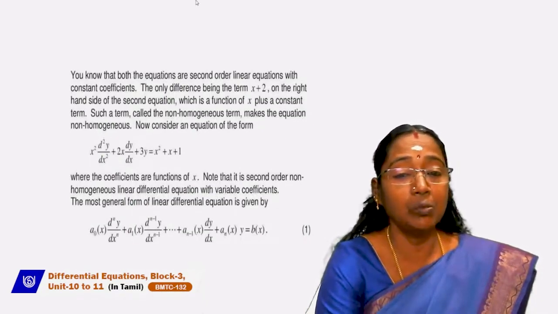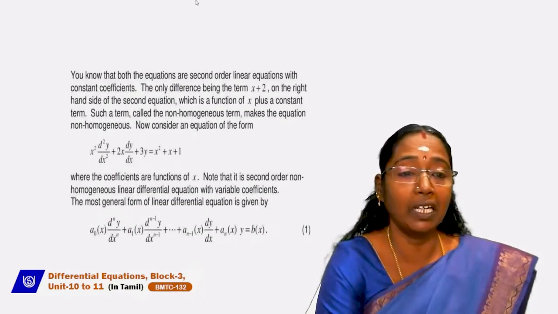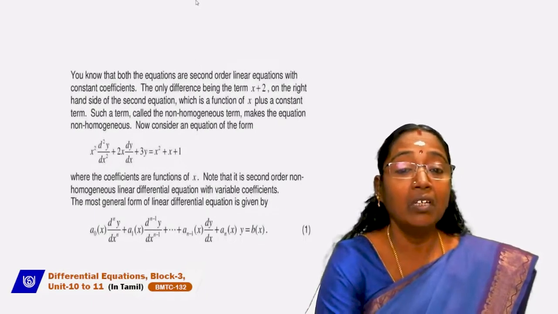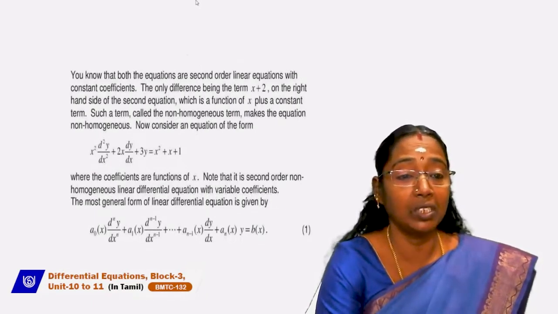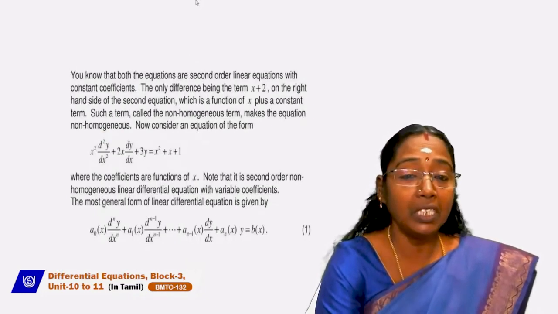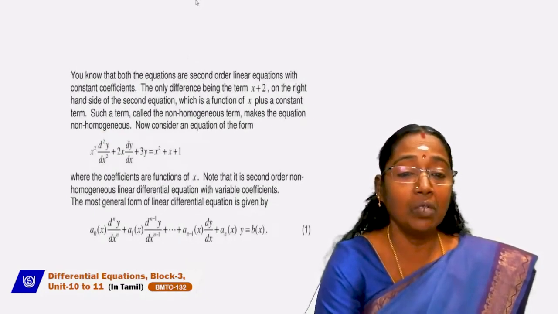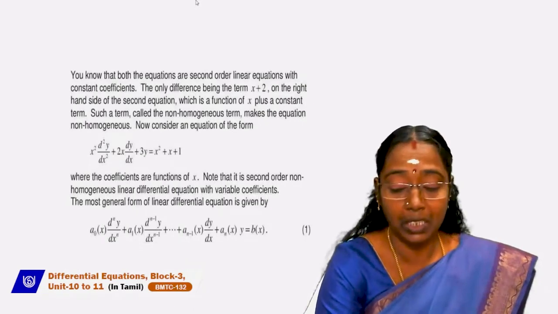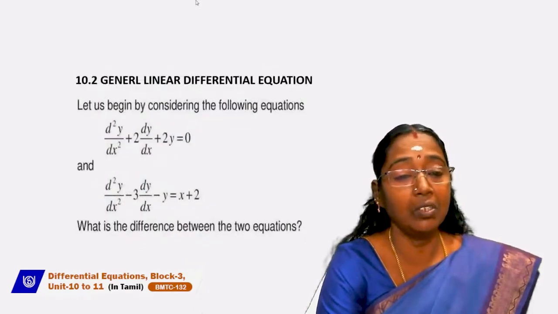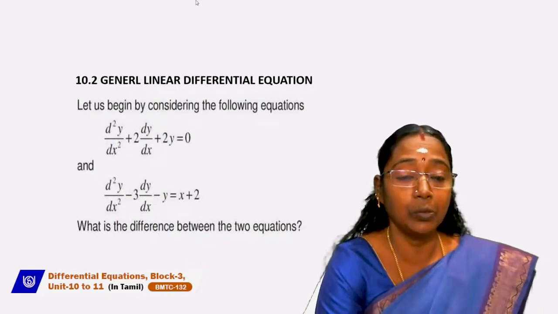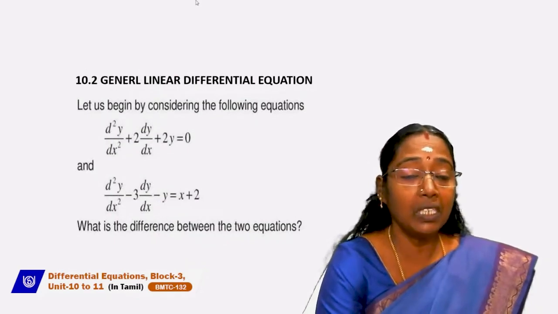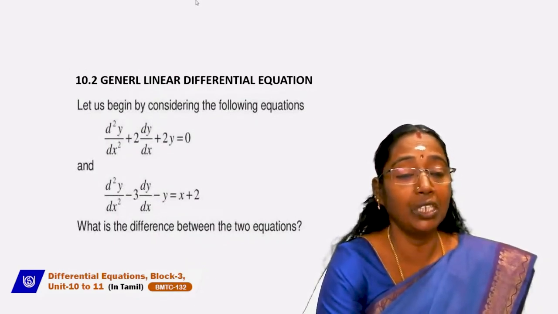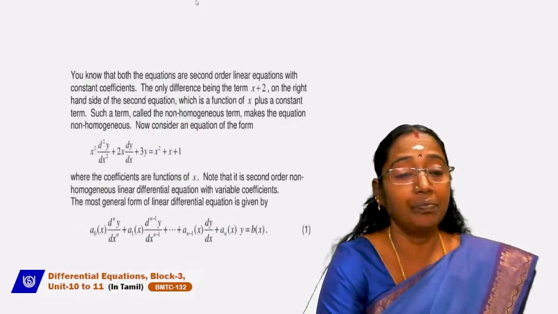The only difference being the term x plus 2 on the right hand side of the second equation, which is a function of x plus a constant term. Such a term, called the non-homogeneous term, makes the equation non-homogeneous. Now, consider an equation of the form. See that in the second equation, on the right hand side, x plus 2 will occur. This will denote the non-homogeneous differential equation.